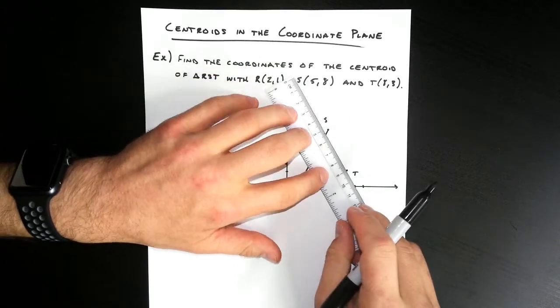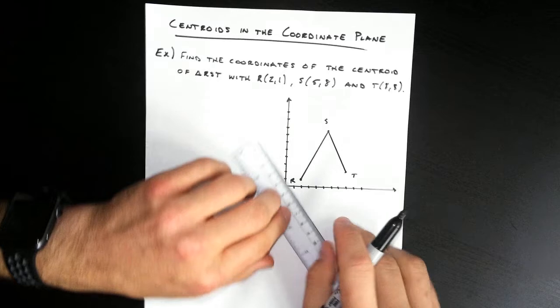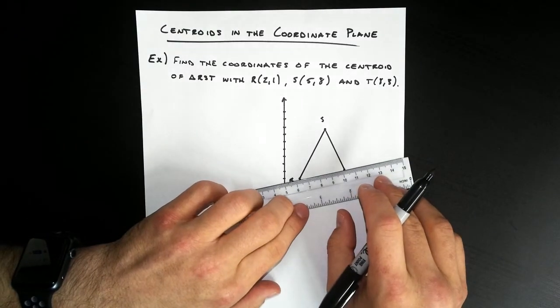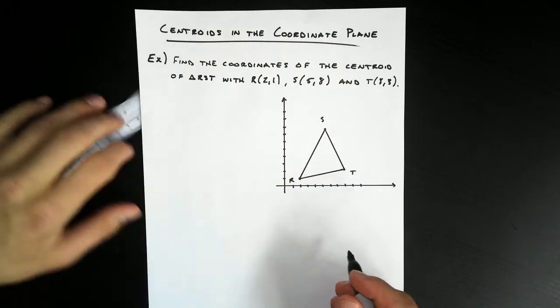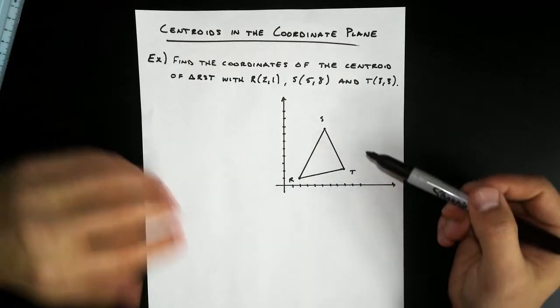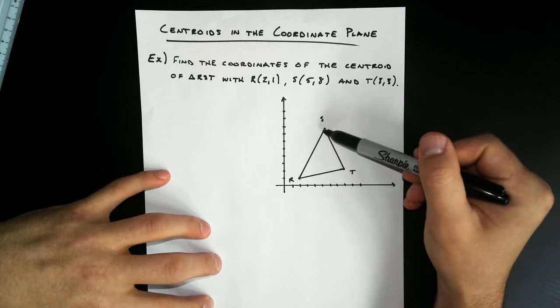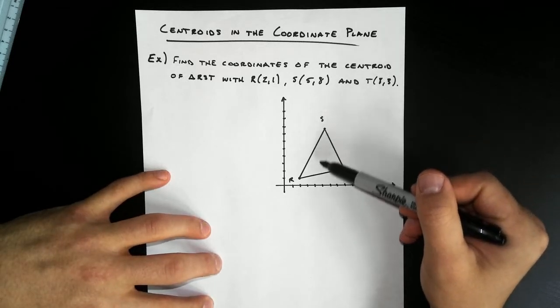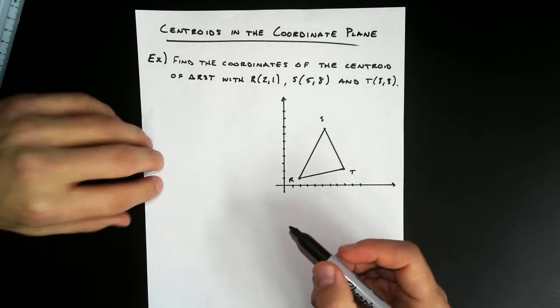And then what I'll need to do is I'm going to graph the medians. And in order to be able to graph the medians, I need the midpoints of each of these sides. The median is the segment that goes from a vertex to the midpoint. So I already know one of the endpoints of that segment. The other endpoint is going to be the midpoint of the opposite side.